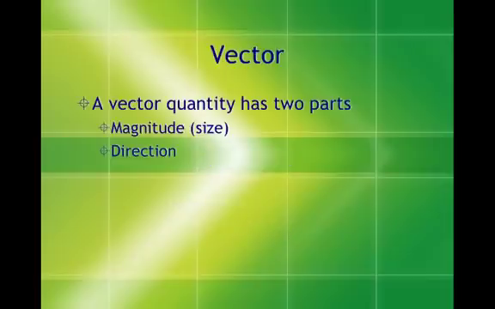Now, vectors have two parts. So every vector quantity has two parts. They have the magnitude, which is the size, and it has the direction. It's very important that you have both of those things, the magnitude and direction. We've talked somewhat about vectors before, things like velocity, acceleration, force, which you will see a lot in this unit. Force is measured in newtons, and those are vector quantities that we use quite frequently.